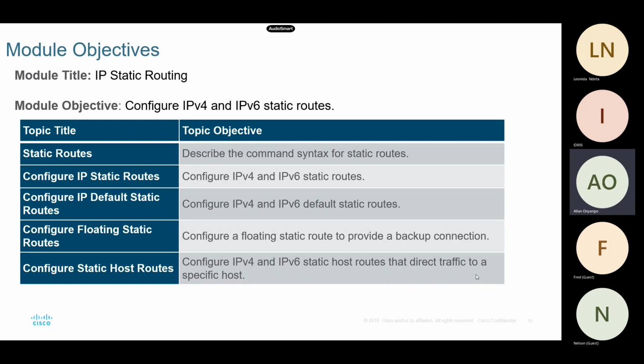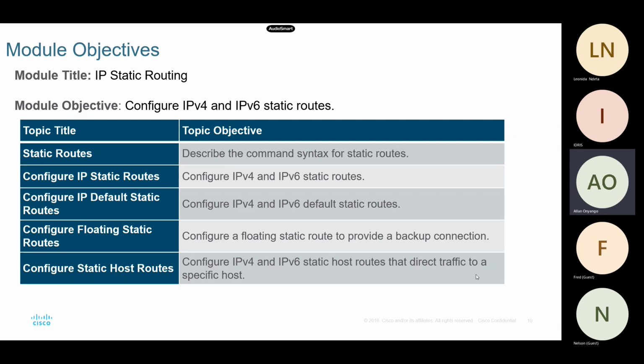We have different types of them, and we'll talk about that. Then we're going to configure IPv6 and IPv4 default static routes, and of course, we'll get to know what default means. Then we will also configure what is called floating static routes. Floating, you can also call it a backup static route. Basically, to provide backup, wherever one link fails, you can always use another link.